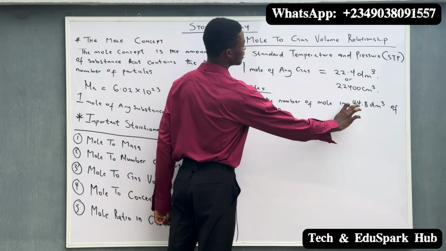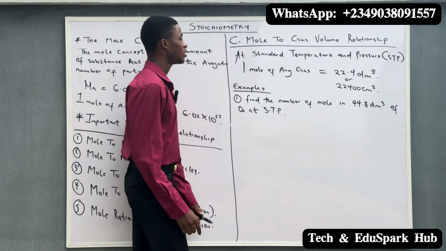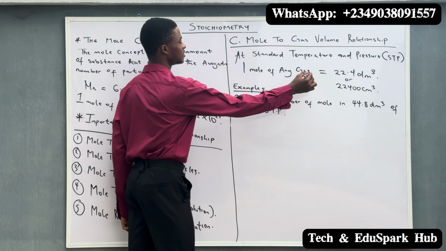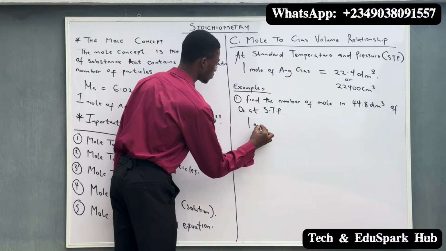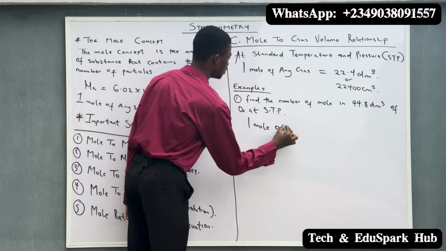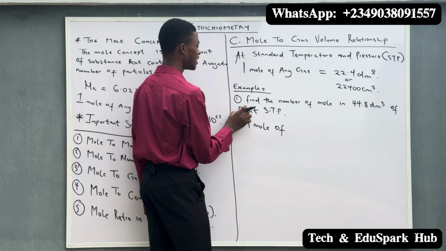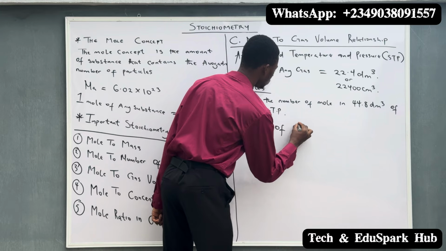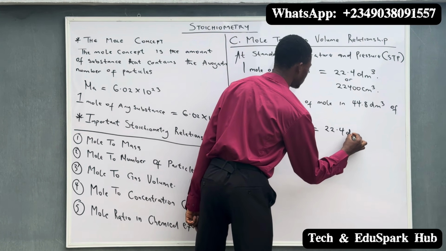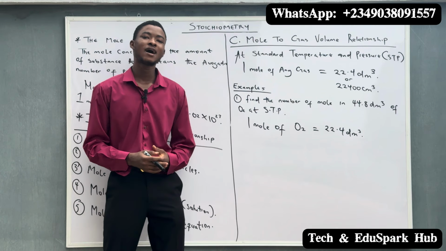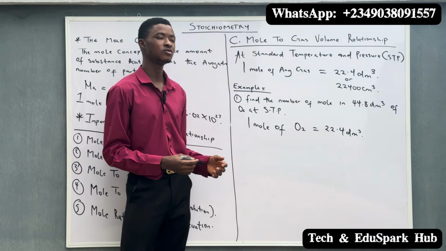So you can see we are having dm cube, so we are going to use this dm cube and not cm cube. So in order to solve this, we know that 1 mole of any gas is equal to what? 22.4 dm cube. So we can just say 1 mole of, so instead of writing any gas, we can just put O2 because we are working with oxygen gas in this case. So we can say 1 mole of O2 is equal to what? 22.4 dm cube. So we just have to follow the same thing as we do in the Avogadro's relationship. So we can just follow the same step.